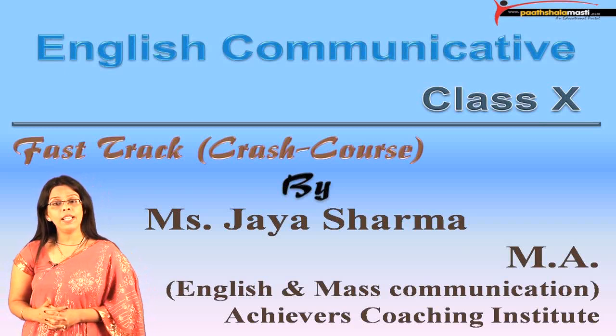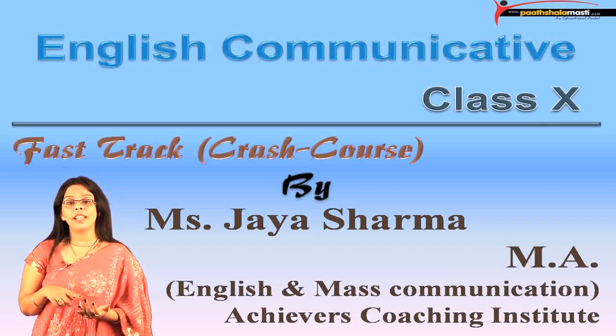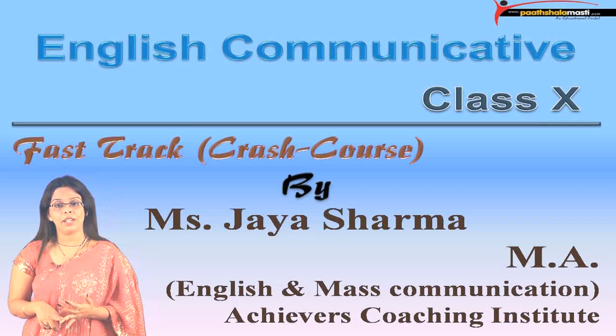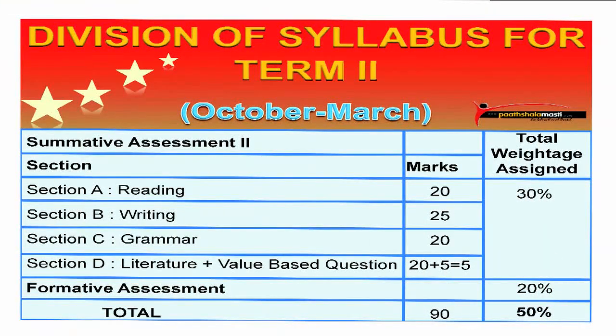Well, I will be covering all the sections of English, that is section A, reading, section B, writing, section C, grammar, section D, literature. Now let's talk about design of the question paper. Division of syllabus for term 2, that is from October to March. Summative assessment 2, reading, that is section A, 20 marks. Writing, that is section B, 25 marks. Grammar, that is section C, 20 marks. Literature, that is section D with value based questions, 20 marks for normal question and answers, 5 marks for value based questions, which make literature of 25 marks.